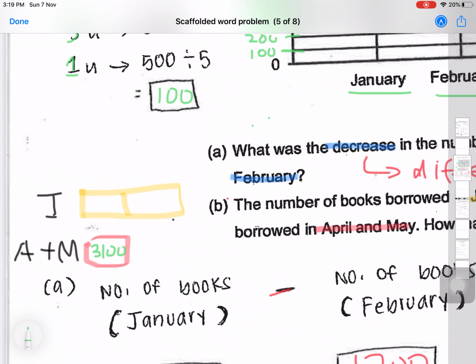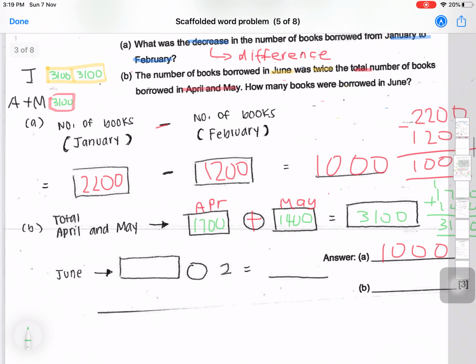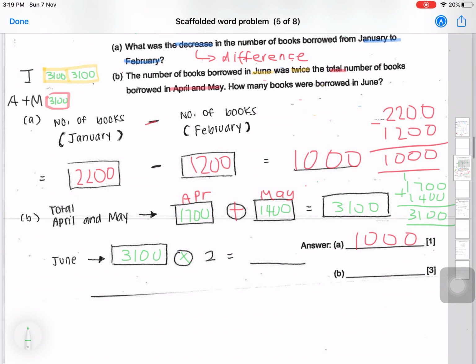So this means that in June, there are 2 times, which is twice of 3,100. So 2 times 3,100 to find the total books borrowed in June. So let's do workings. That is 6,200. So we have found that the books borrowed in June is 6,200.